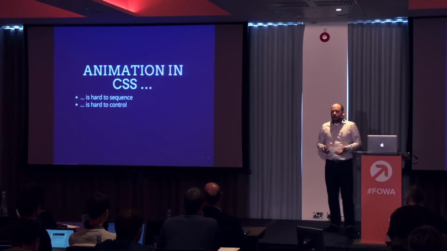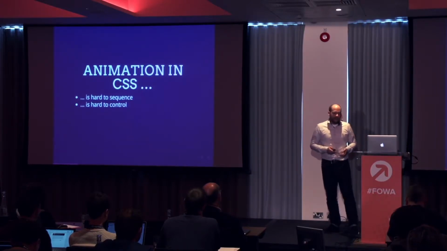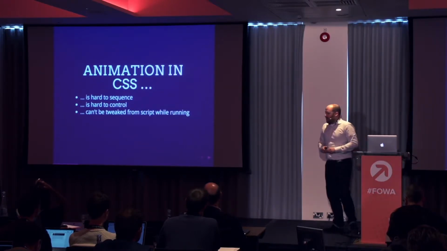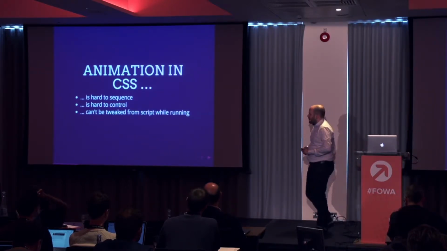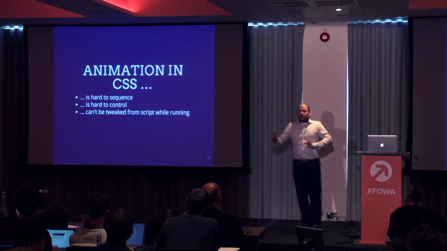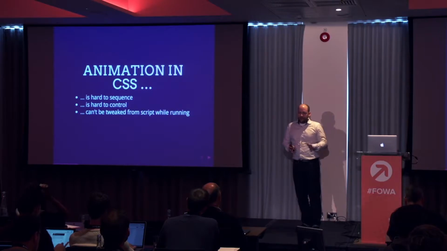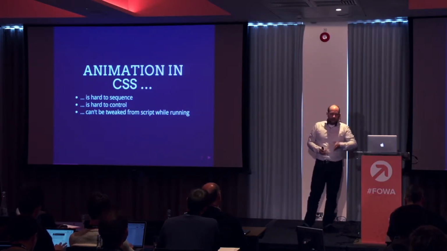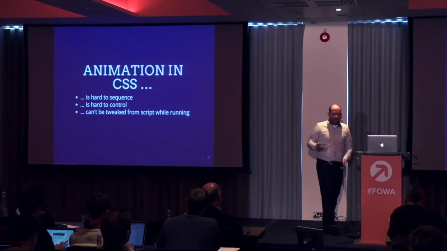And of course, there are libraries that solve these problems for us, but some things are still very hard because we can't tweak them from script. You cannot say, okay, we are halfway through this animation, let's go somewhere else, let's do something else, or like you have a fork where you can move an animation to the left or to the right.